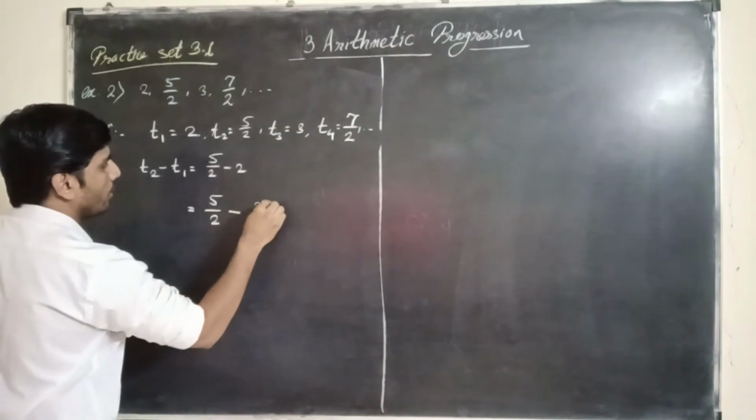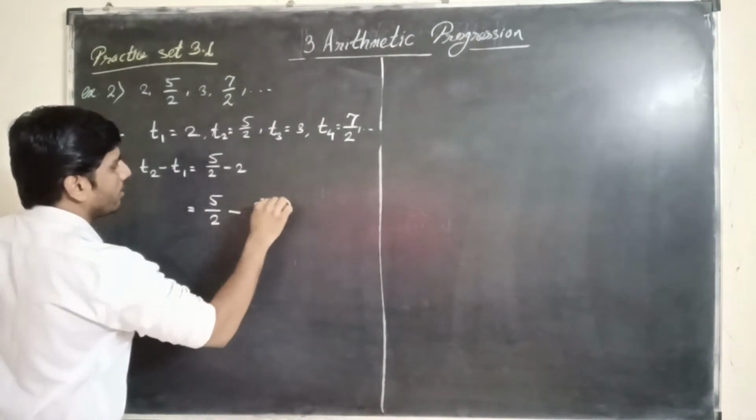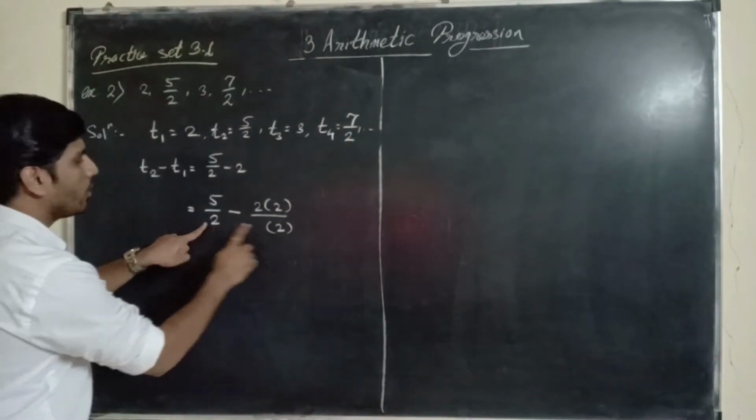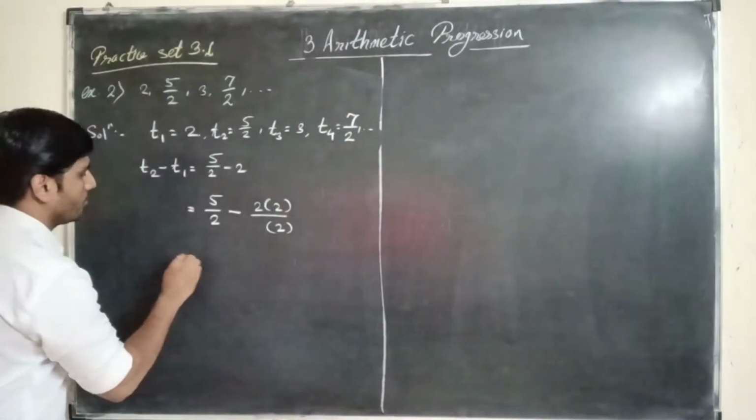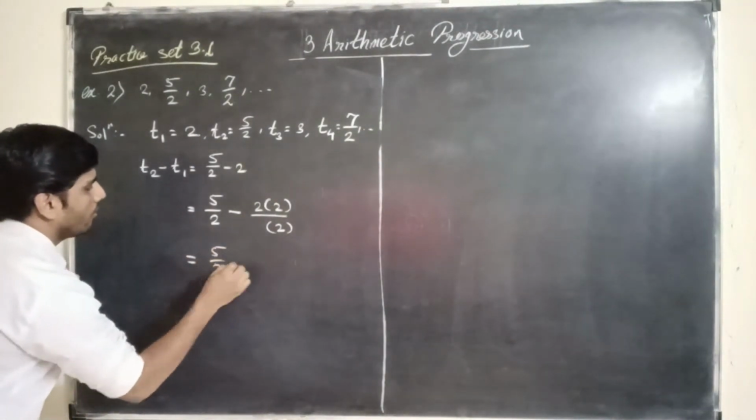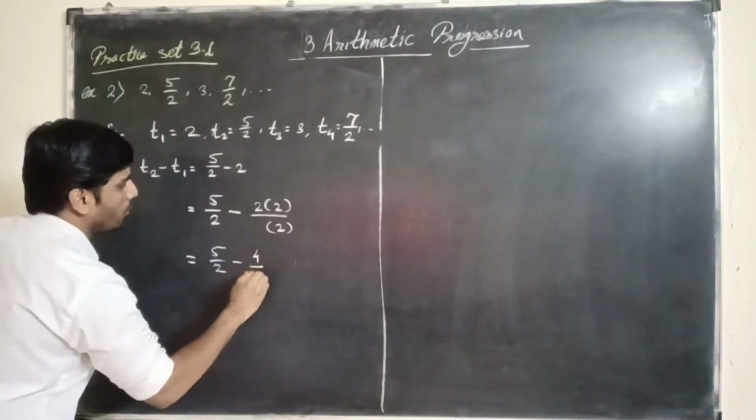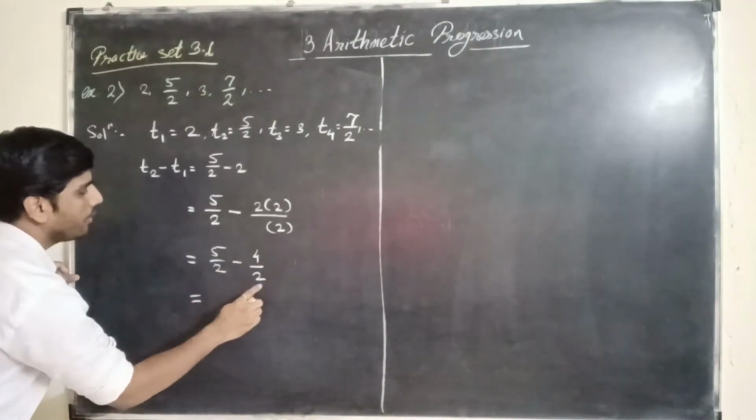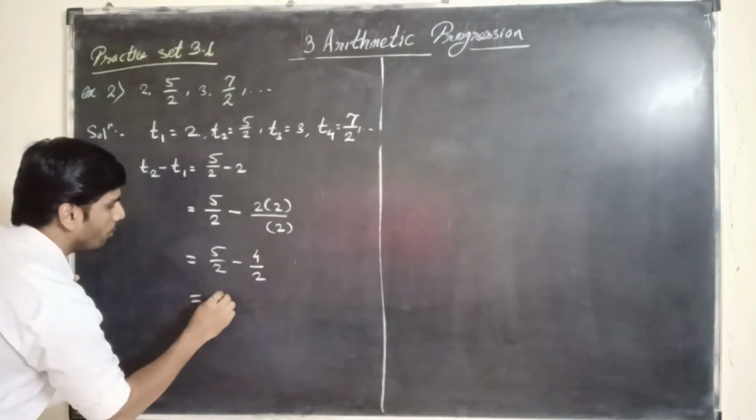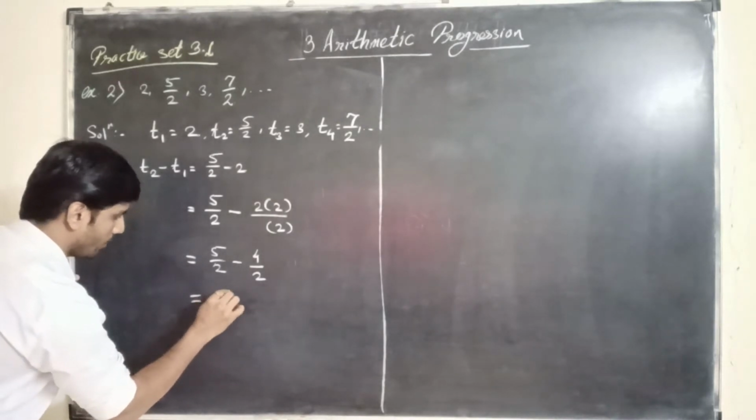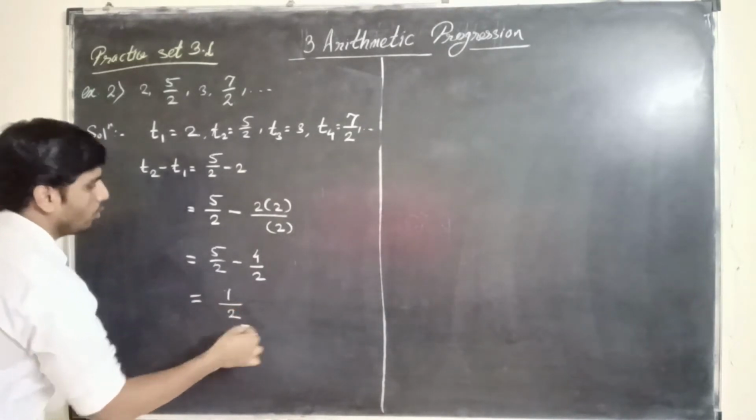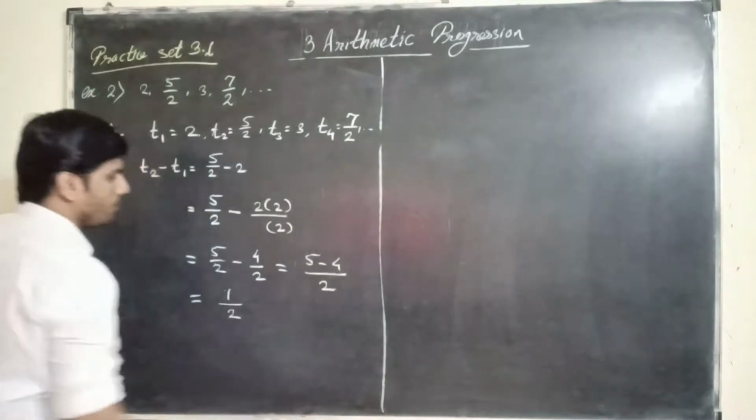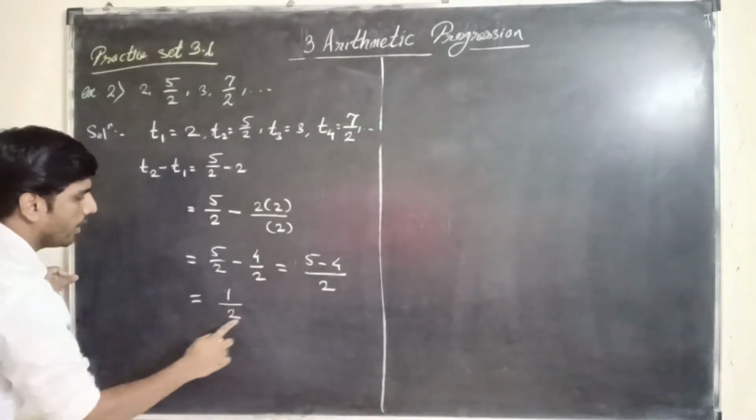So 5 by 2 minus 2, and we will multiply and divide this number by 2. Now the denominator is the same, and it is 5 by 2 minus 4 upon 2. As the denominator is the same, subtraction can take place. So 5 minus 4 will become 1. The denominator stays as it is.